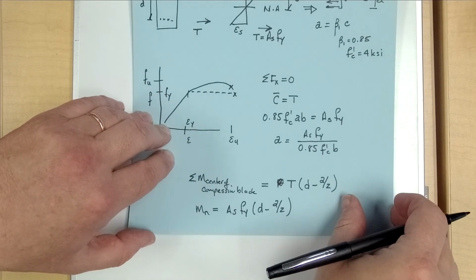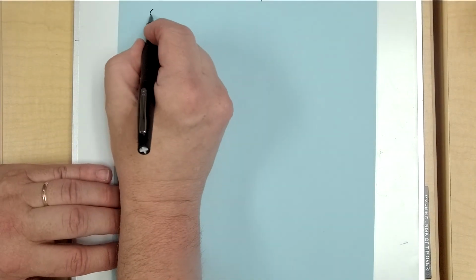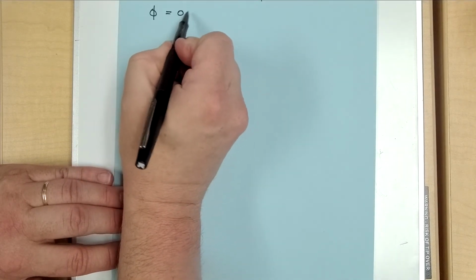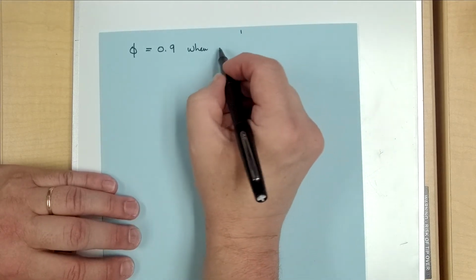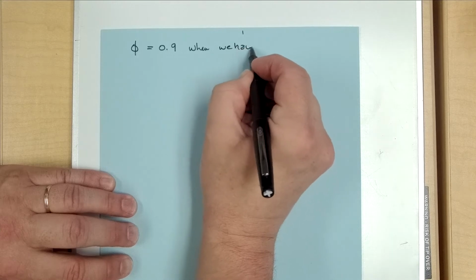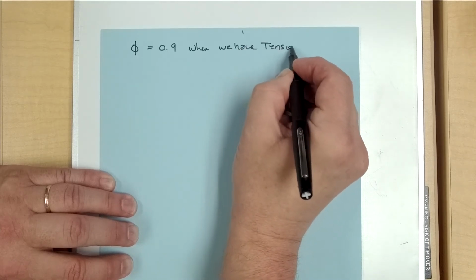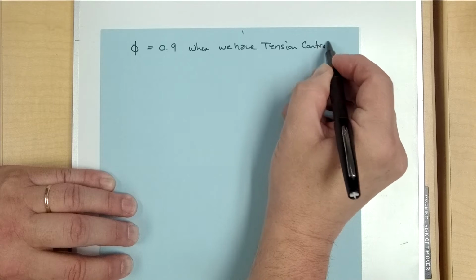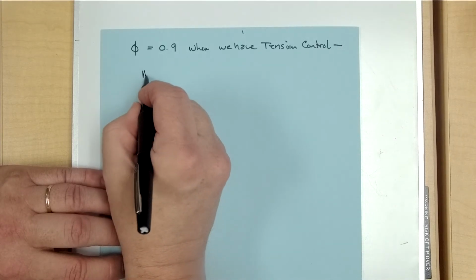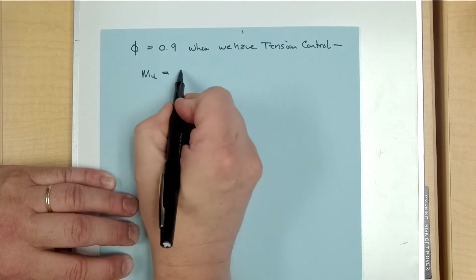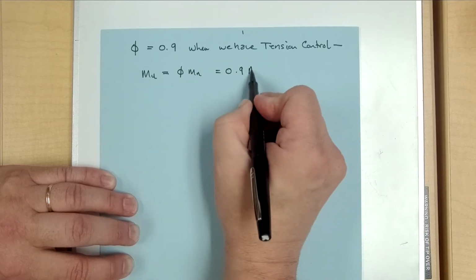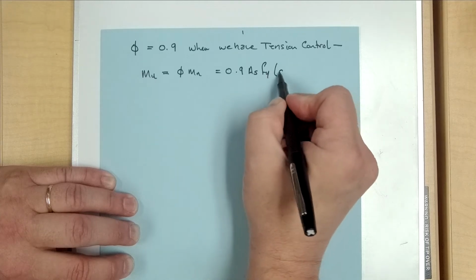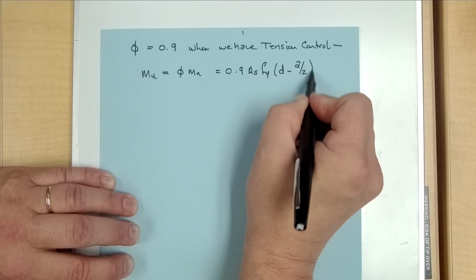We need to reduce this by a phi factor. Phi is equal to 0.9 when we have tension control. So our ultimate capacity is phi M sub n is equal to 0.9 A sub s F sub y (d minus a over 2).